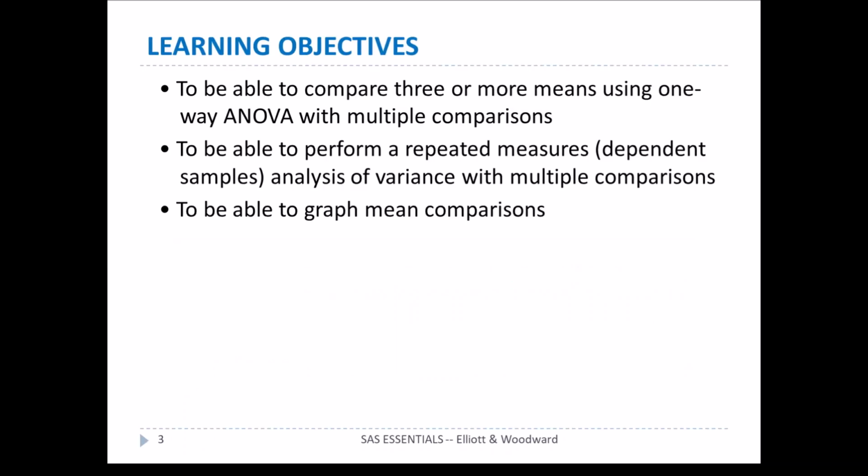In this chapter, we're going to be able to compare 3 or more means using a one-way ANOVA with multiple comparisons. Also, we'll be able to perform a repeated measures dependent samples analysis of variance, also with multiple comparisons, and to be able to graph mean comparisons.